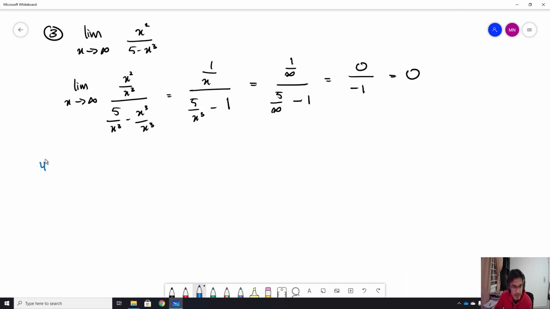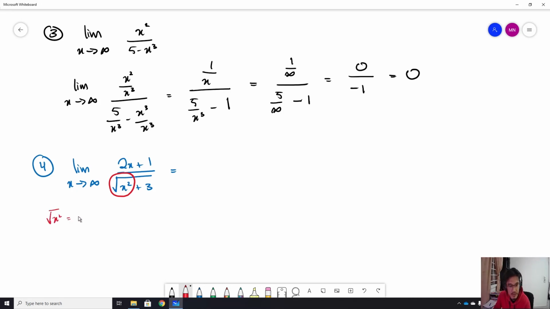So for example number 4 is limit x approaching infinity of 2x plus 1 over square root of x square plus 3. So kalau macam ni, kita masih lagi bahagikan dia dengan power of x yang paling besar di bawah. Paling besar di bawah adalah square root of x square. Okay? Yang square root tu jangan tertinggal. Ramai orang yang tertinggal, dia ambil x square sahaja. Tapi kita tengok bahawa itu adalah square root of x square, iaitu sama dengan x.